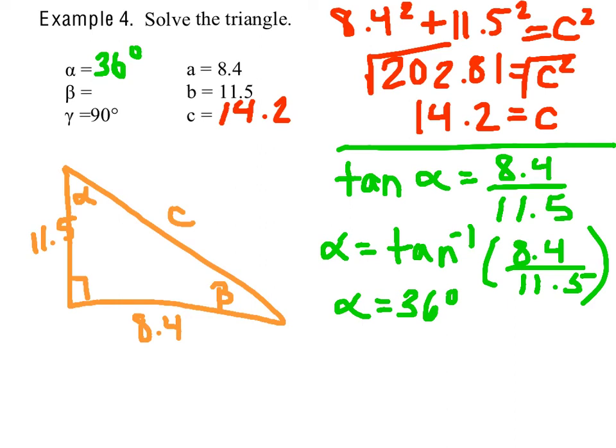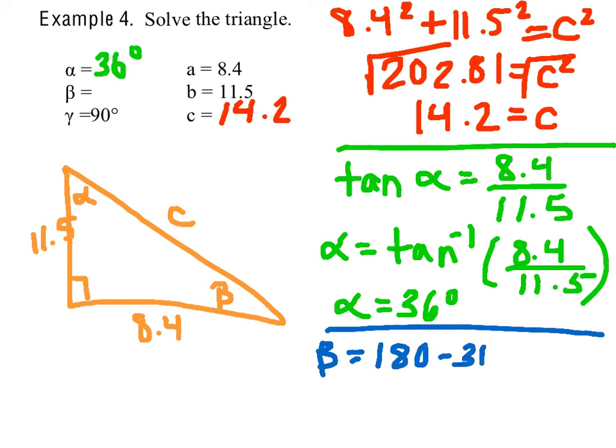Now the last thing that we need to find is beta. Again, we have two angles now. We have 36 degrees and 90 degrees. So it makes it easy to find beta. All we have to do is take 180 minus 36 minus 90, and we should be getting 54 degrees. So now we have everything that we need.